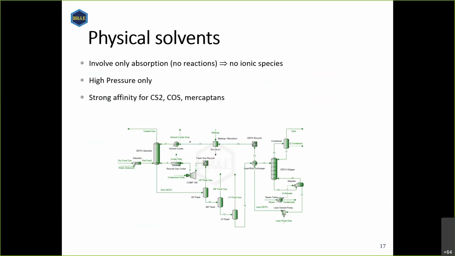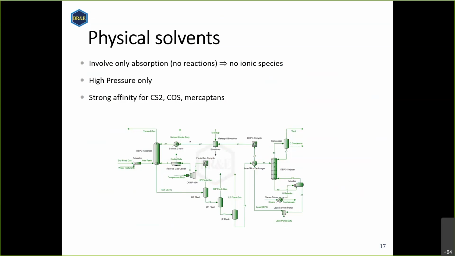So you can see we've got a picture of a DEPG unit here, and it looks very, very similar to an amine sweetening unit. You notice the big difference is that we've got these 3 different flashes. And the first flash actually has a compressor that recycles it back to the column. The reason that we do this is because you can actually do a huge amount of regeneration with physical solvents simply by dropping them to low pressures.